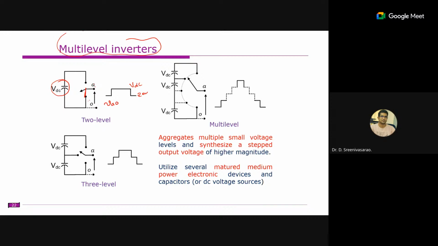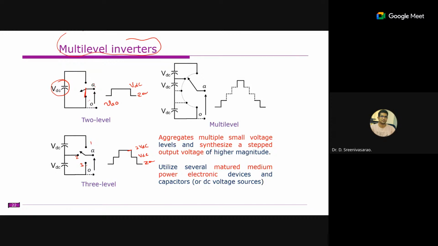Now I took two DC sources, and there is a split between them, and I have access to the midpoint. So now I have three positions. When the switch is at position 1, if you measure the voltage between VA0, you will get 2 VDC. If it is at position 2, you will get VDC voltage, and you will get 0 voltage at the bottom. That means by splitting this, you are getting three voltage levels.